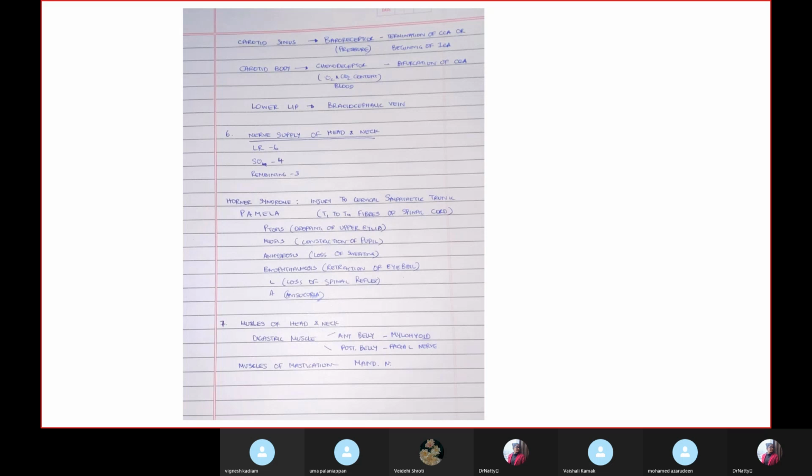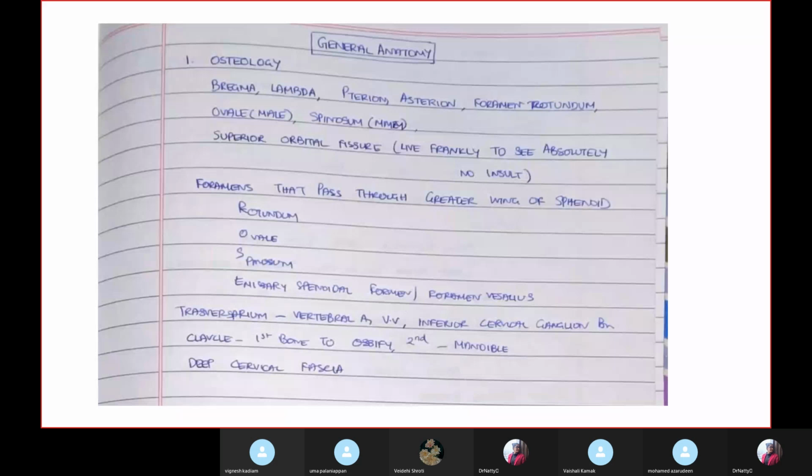So these are the must-know points from anatomy. To sum up, I'll just brush up what all I have read so far. Osteology: bregma, lambda, pterion, asterion, foramen rotundum, which is a magic foramen, foramen ovale and spinosum. Ovale has the accessory meningeal artery and spinosum has the middle meningeal artery. Then foramen magnum and jugular foramen: through the foramen magnum passes the spinal root of the accessory nerve, and through the jugular foramen passes the accessory nerve.